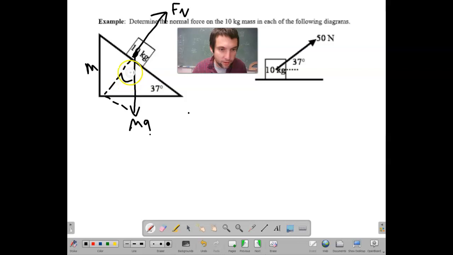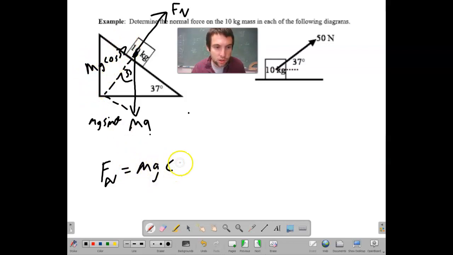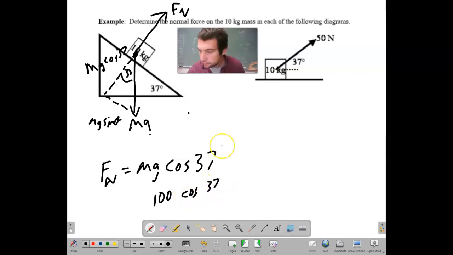and this angle here is going to be 37, so it's going to be mg cosine 37, and this will be mg sine 37 down here. Okay, theta. That's good. All right, so normal force. I don't really even care about this mg sine theta because we're only looking for the normal force. Normal force, let's go ahead and figure this out. We're not sinking, we're not floating, so normal force is just going to equal this component of the weight force, mg cosine 37. So it's 100 cosine 37. Close enough. So our normal force should be 80 newtons.